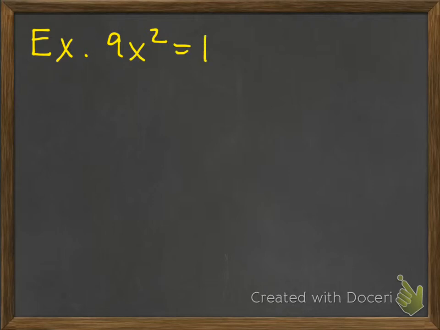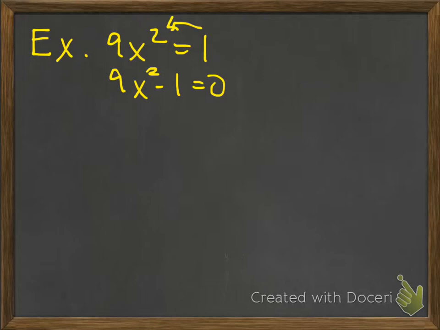If I set it where it's not equal to 0, like 9x squared equals 1, I want that to equal 0. How do I make it equal 0? Subtract 1. But this is the format I wanted: is there a square root for 9? Is there a square root for 1? Yes. Is there a minus in between them? That's the way I want it.